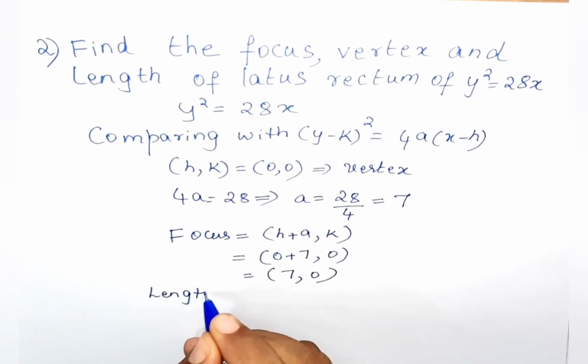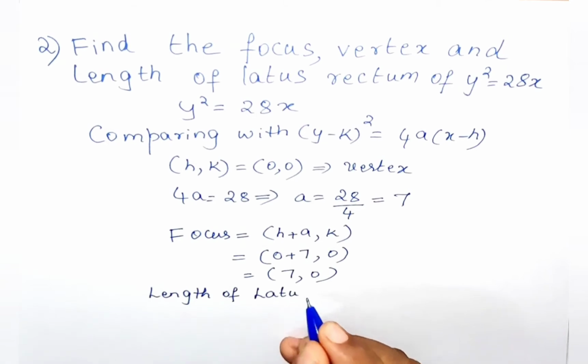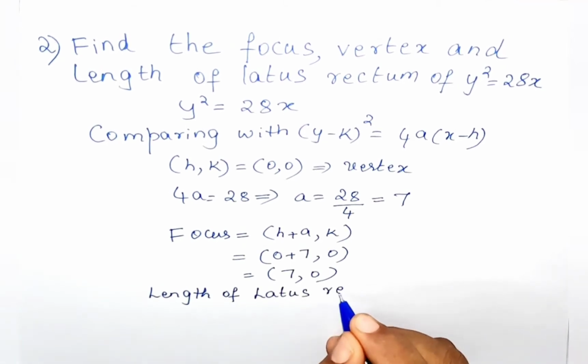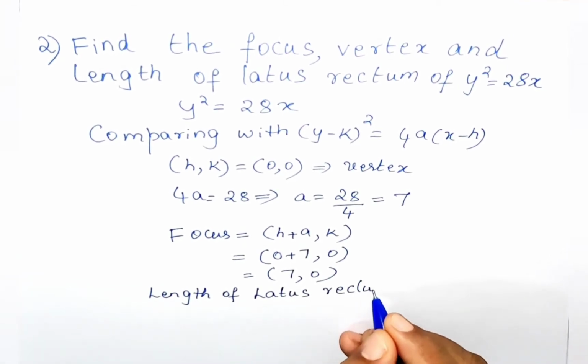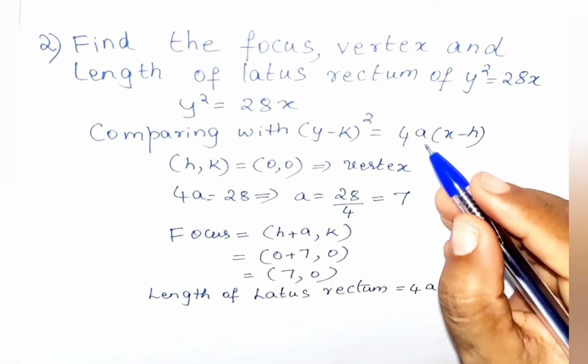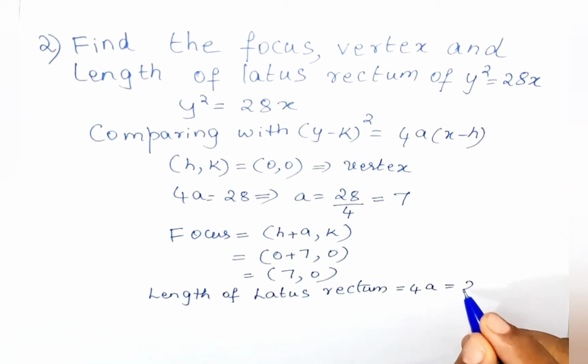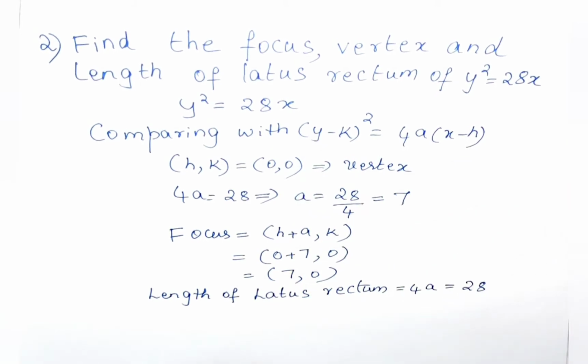Now we have to find the length of the latus rectum. We have found out the focus, we have found out the vertex, and now we are finding out the length of the latus rectum. So what do you think is the formula for length of the latus rectum? The length of the latus rectum of a parabola will be equal to 4a. So 4a, in 4a's place we have 28. So 4a is equal to 28 is the length of the latus rectum.